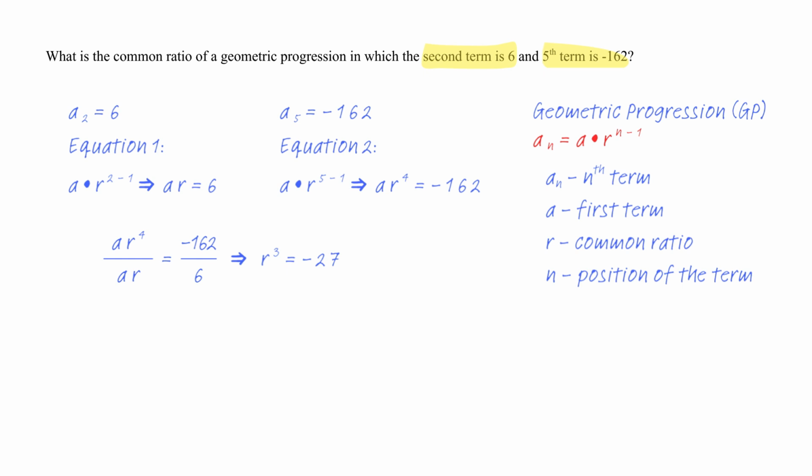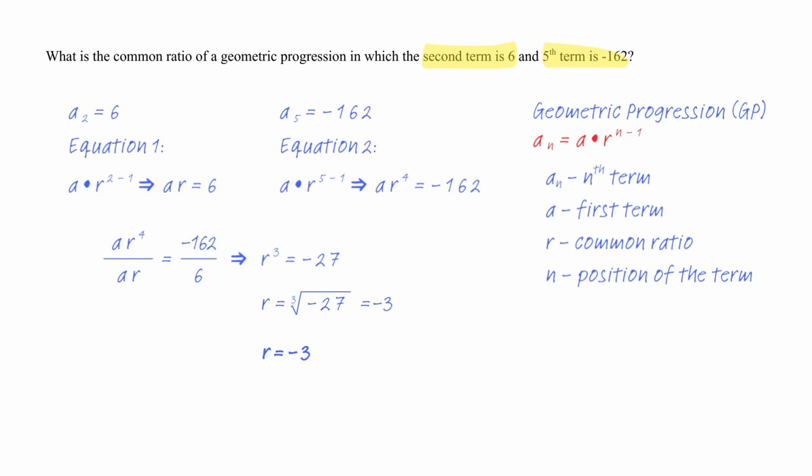Now, we need to find the cube root of negative 27. We are looking for a number that, when multiplied by itself 3 times, equals negative 27. So r equals the cube root of negative 27. This is equal to negative 3. Therefore, r is equal to negative 3.